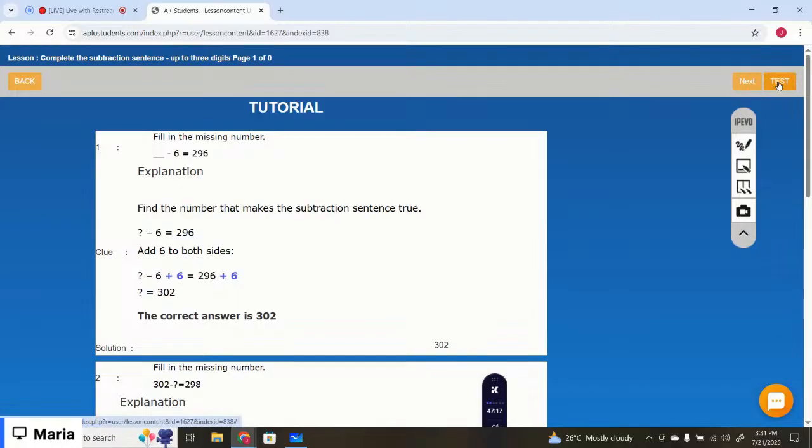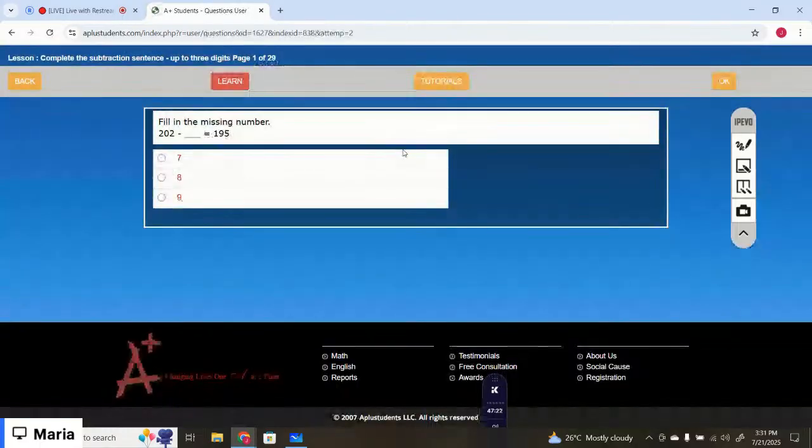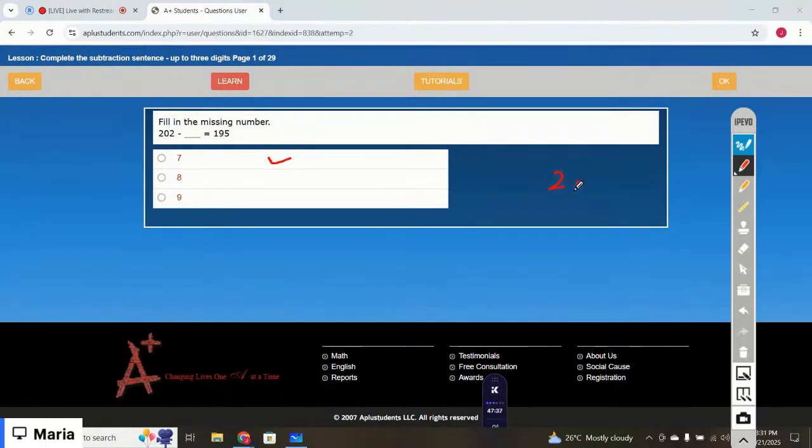Okay, let's just start with the test questions. Fill in the missing number: 202 minus the missing number. So we are given the options. We can use the options also. Let's just check with the first one.